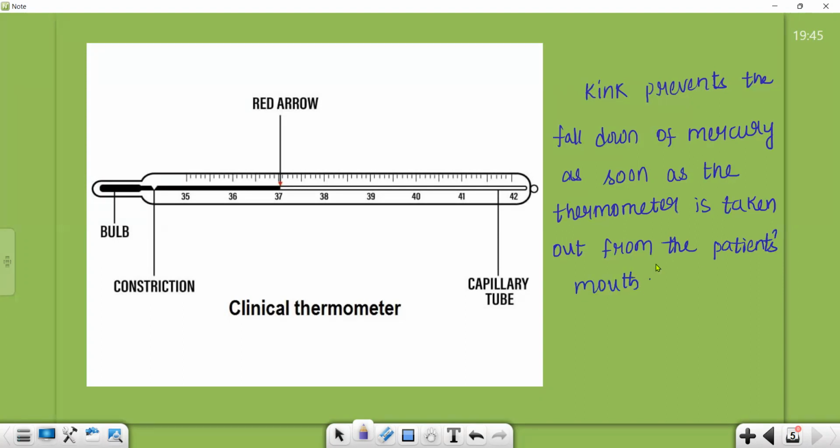Ma'am, this kink only. They jog the thermometer, ma'am, this will send the mercury down past the kink. They jerk it because they want the mercury to pass through the kink, and below the normal temperature the mercury has to reach. Till then, we will jerk. Yes, ma'am.